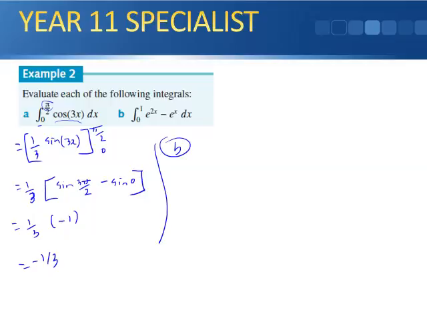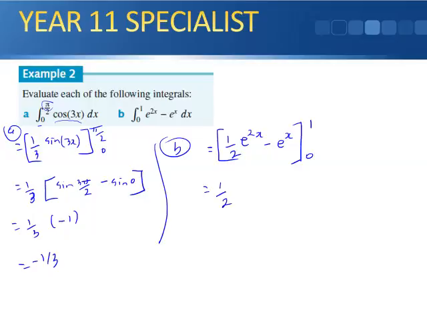Part B, that was part A there. E to the 2x, so if I integrate e to the 2x, I'm not going to write that whole thing again. I'm going to get 1 over 2 e to the 2x, and integrating e to the x, I'm still going to get e to the x. Some people just do it like this instead of the squared bracket like this between 1 and 0, so just be aware of that.